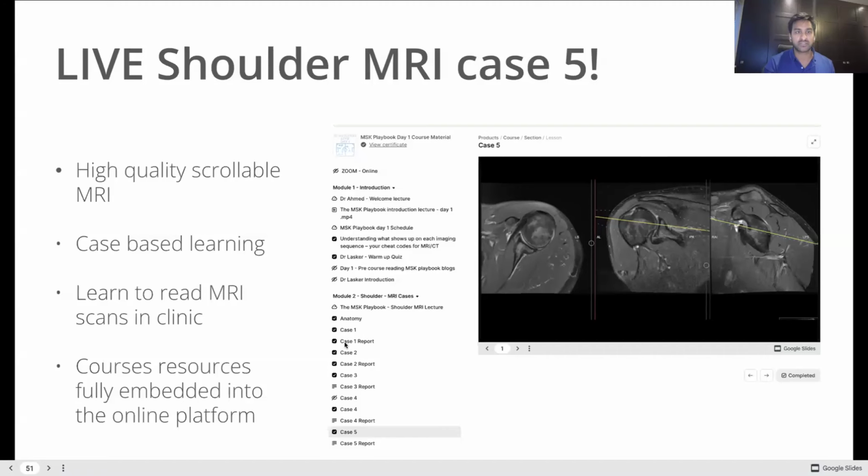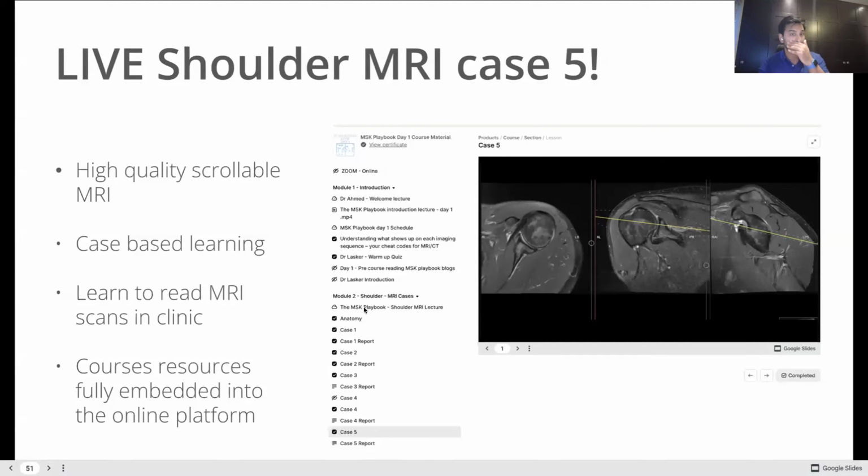Then you've got your case, then you've got your report, then another case, then a report, case, report, case, report. And this is really good because it means that once you finish the course, you can always come back, have a look at the report, try and read it and try and figure out, okay, can I go forwards? Can I go backwards? What can I learn from trying to learn on my own?